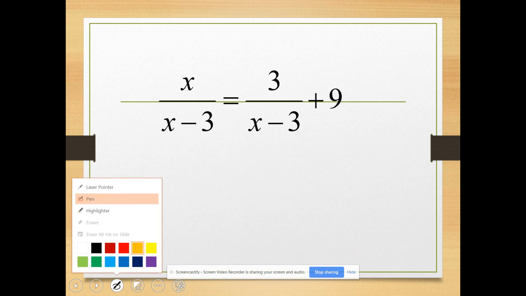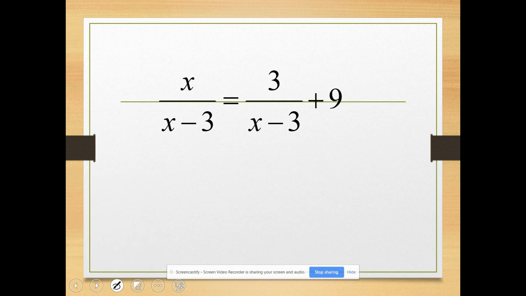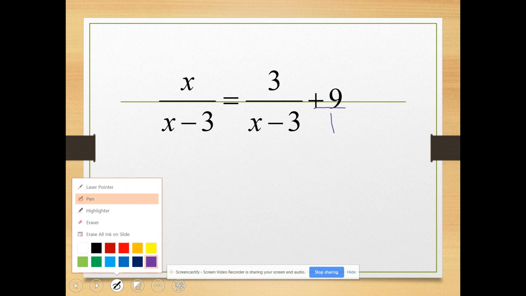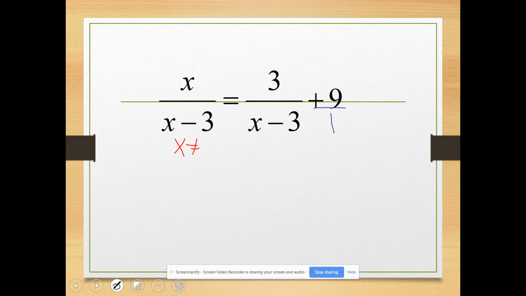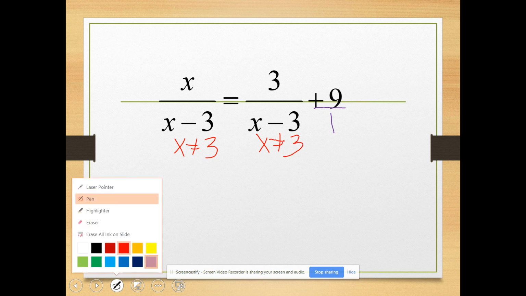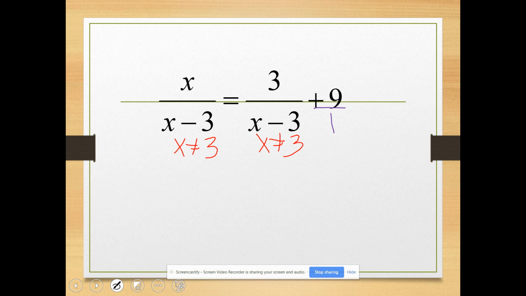All right, so I'm going to again start with my factoring. I don't have any factoring to do. I am going to take this 9 and make it over 1 so we can make that into a fraction. Our restriction then is x cannot equal positive 3. So our common denominator is x minus 3. That means we're going to multiply each one of these individual fractions by x minus 3 over 1.